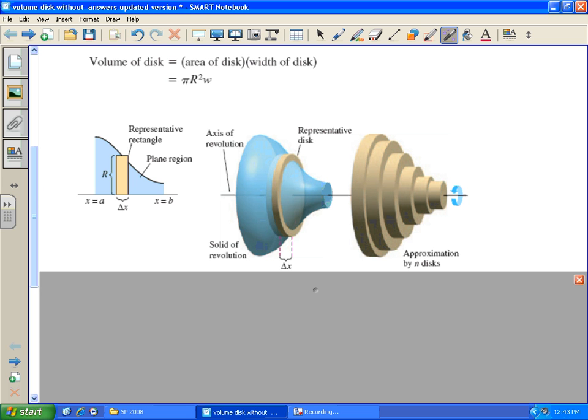Now to find the perfect volume, guess what we need to do? Guess how many disks we're going to need? Infinitely many, just like the area under a curve, you needed infinitely many rectangles. Here you're going to need infinitely many disks. So if we know how to find the volume of one disk, and we add n of those, and we take a limit as n goes to infinity, we're going to have the formula for the total volume of the solid of revolution. So that's what we intend to do.